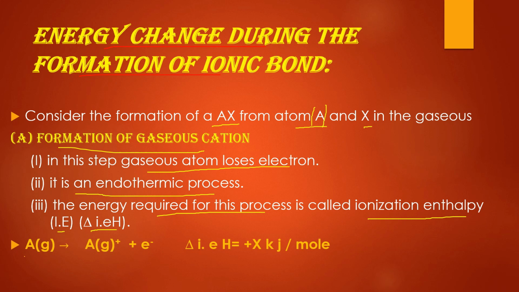Now this is the gaseous atom A, and when it loses one electron, it is converted into A plus ion, and the energy required is called plus X kilojoule per mole, that is ionization enthalpy. The plus sign denotes that energy is required. Whenever we supply energy, we put the sign plus, and whenever energy is released in some process, we put the sign minus. We already studied this in the previous chapter, periodicity.